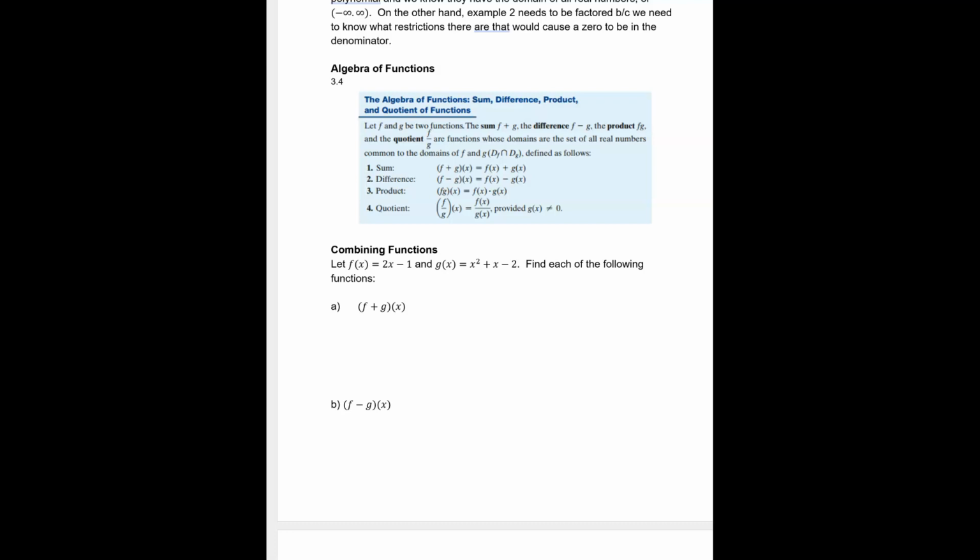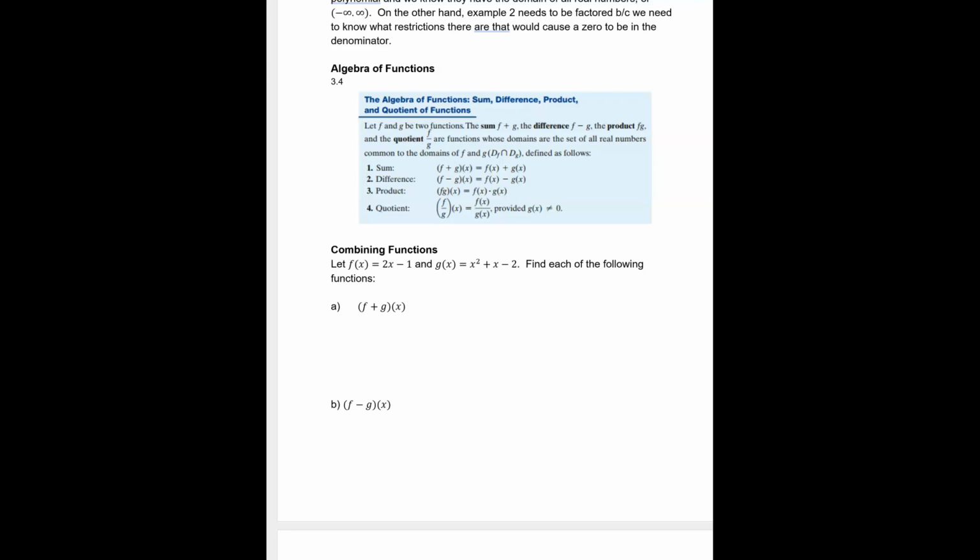Okay, let's wrap it up, finally, with algebra of functions. So here I'm going to do all the math speak, and then we're going to work them, and it should be easier once we get past the math speak, okay? So algebra of functions: sum, difference, product, and quotient of functions.